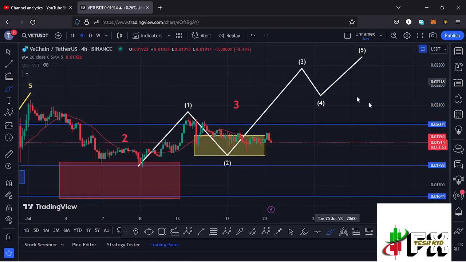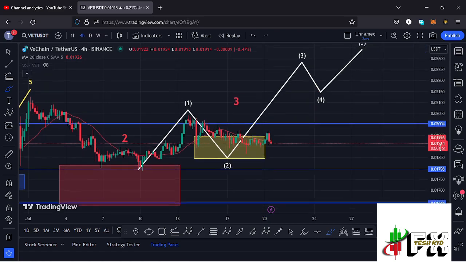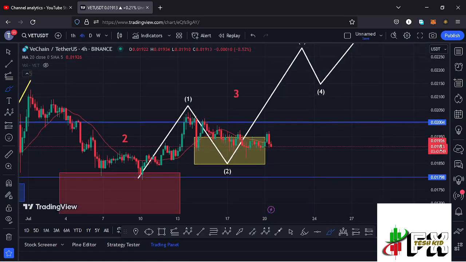There are also chances that maybe Vechain has not yet put in place the low for the second wave, and in case further breakdown continues on the charts, then we can expect one more new low within this yellow target area for the second wave. And once we have one more new low for that second wave, we can start gearing up impulsively in the formation of that wave 3.